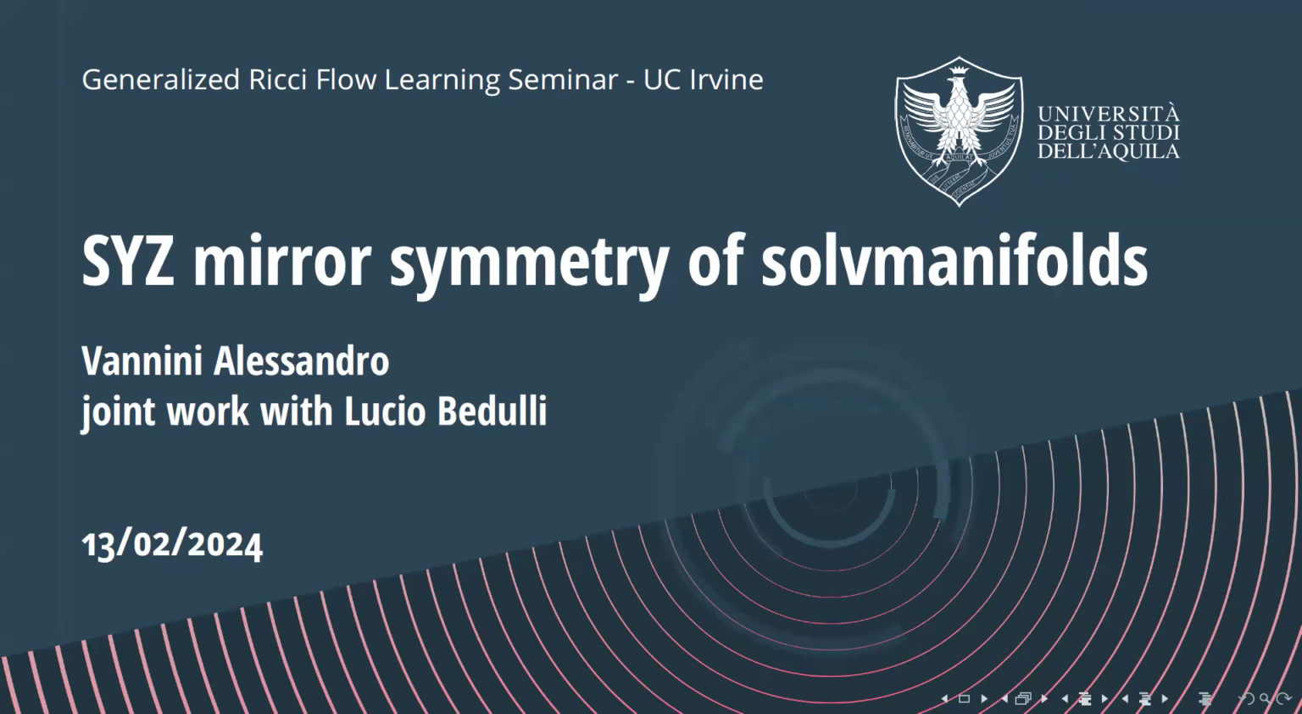So the title is SOZ Mirror Symmetry of Solvmanifolds, and it deals with the generalization of the mirror symmetry conjecture to the non-Kähler setting.